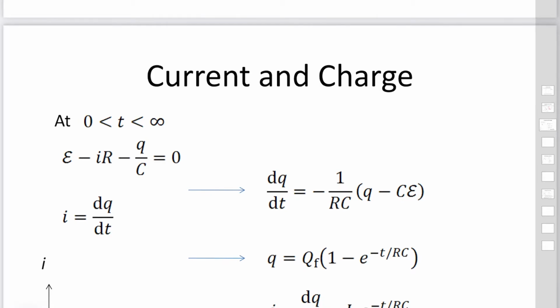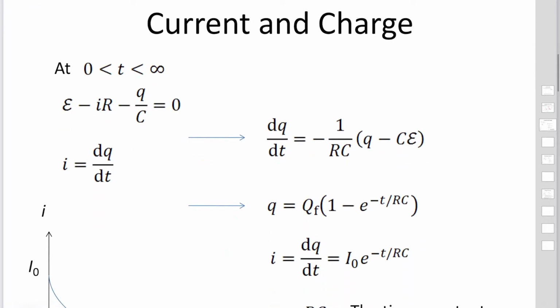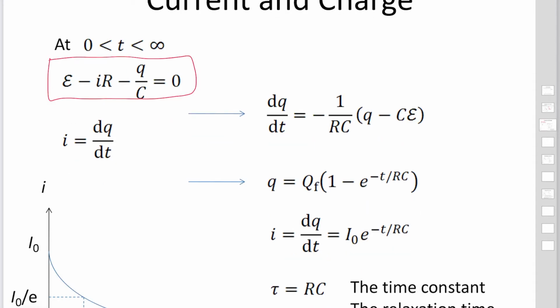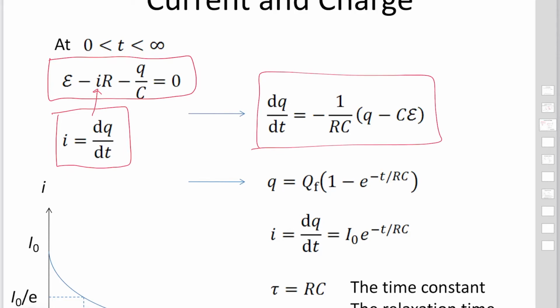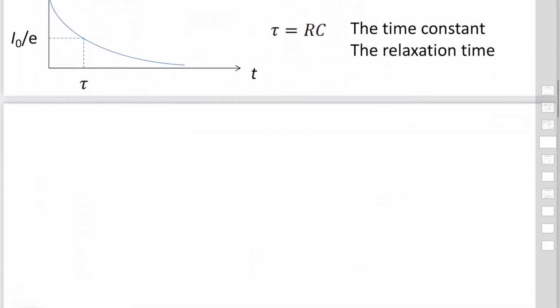Current and charge, from t equals 0 to infinity. We need to solve these equations. Current and the charge on the capacitor are related: I equals dq dt. Then you can substitute. Then this is a differential equation: dq over dt equals minus 1 over RC times q minus C epsilon. So we are going to solve this differential equation.